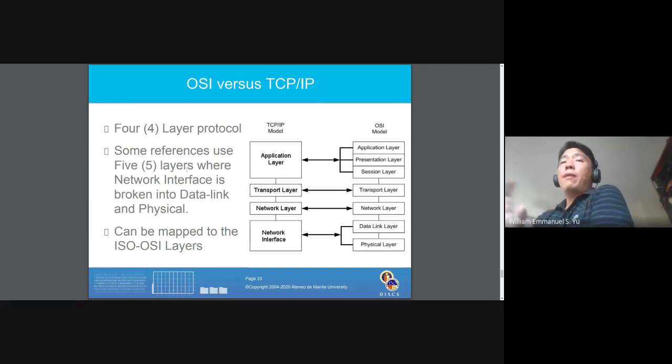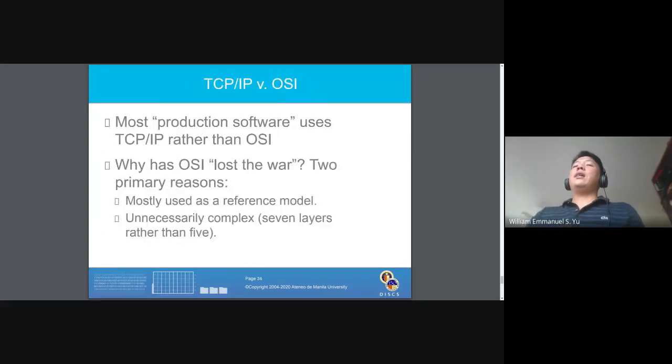However, some references or some books call this 5 layers, where the network interface is still broken into data link and physical, right? So it depends on the book you're reading, maybe 4 or 5, but for this class, it's 4, right? And if you notice, they can be mapped cleanly into the OSI model. That's why we can discuss it in terms of the 7 layers. Oh, that's a layer 7 protocol. That's a layer 3 protocol. So later in class, we will use that a lot. And that's the reason why these definitions are important, because we're going to use them in our discussions in the class, right?